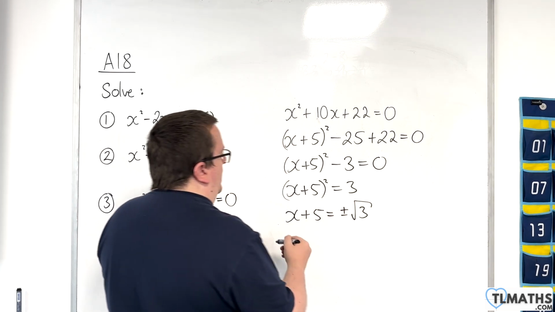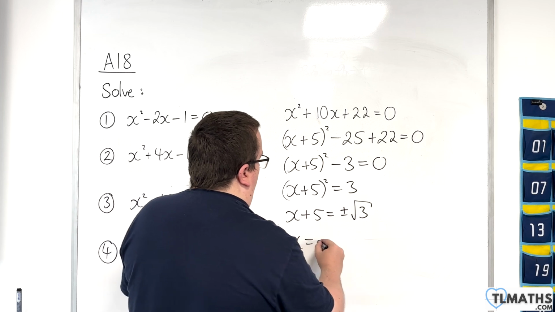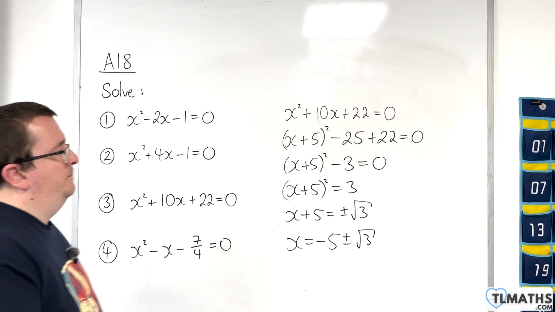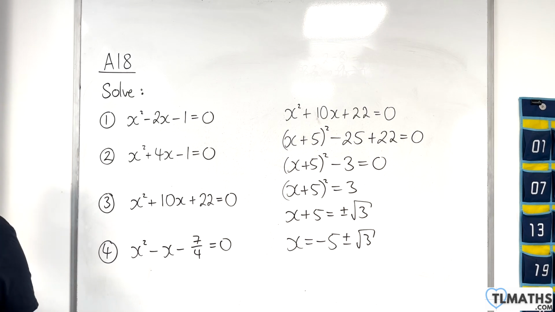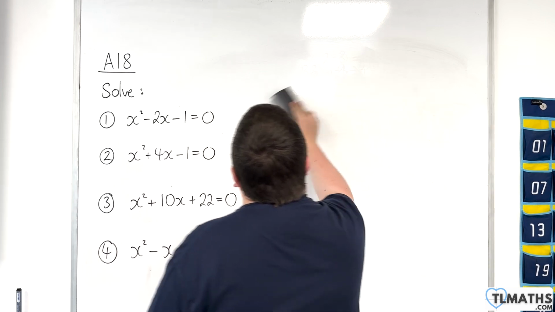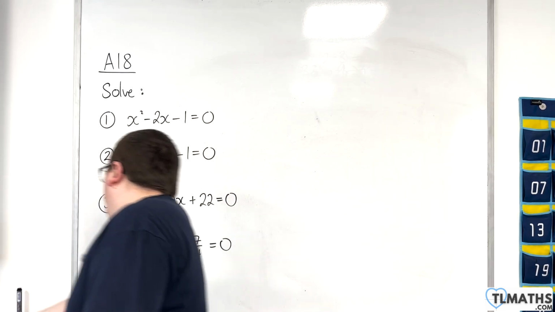And then subtract 5 from both sides. So minus 5 plus or minus root 3. And so that's the answer to number 3. Okay, so last one.